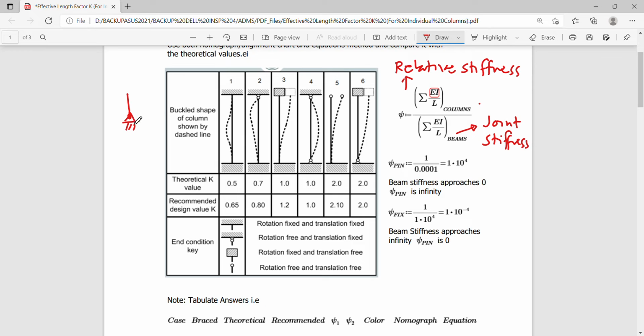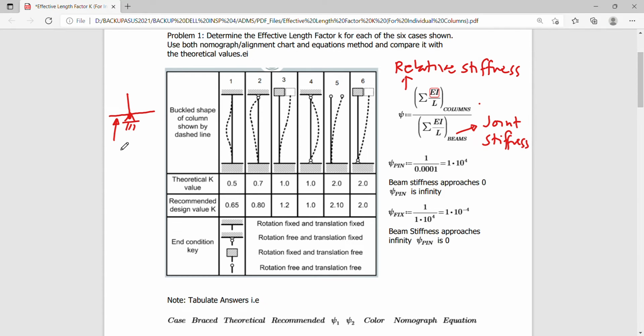the stiffness of such a joint is equivalent to a beam which has a very small stiffness ratio, such that your EI over L for this beam here and this beam on the other side is considered to be 0.